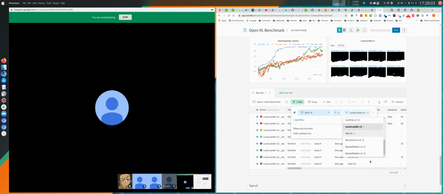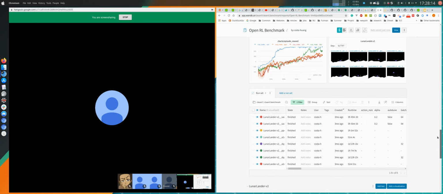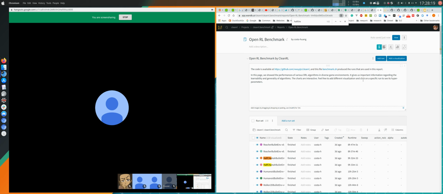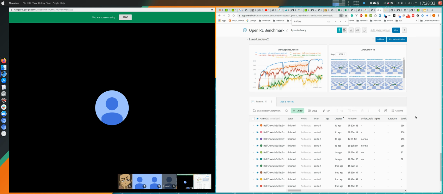So do I have Lunar Lander continuous? No, not really. However, oh, did I have HalfCheetah here? No. Okay. Right. So another environment we can actually look at, which I haven't added here, is HalfCheetah, where again TD3 achieves state-of-the-art performance over all of the other algorithms. It seems to be the only one that performs well.